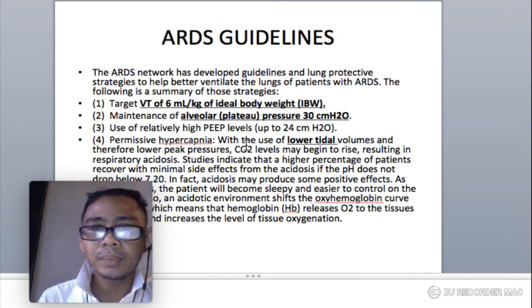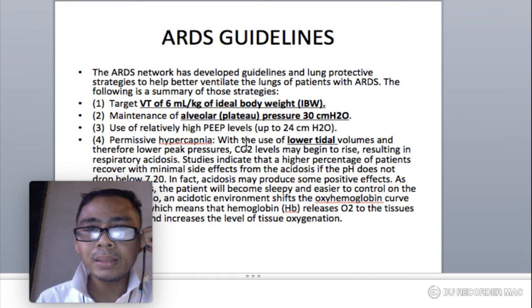And the third strategy they recommend is the use of relatively high positive end expiratory pressure, or PEEP, levels up to 24 centimeters of water. So they recommend higher PEEP, and then later that PEEP will be titrated from higher PEEP to lower. So that's the strategy, and the fourth, permissive hypercapnia.